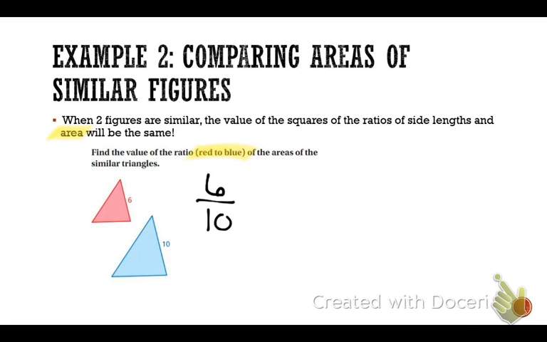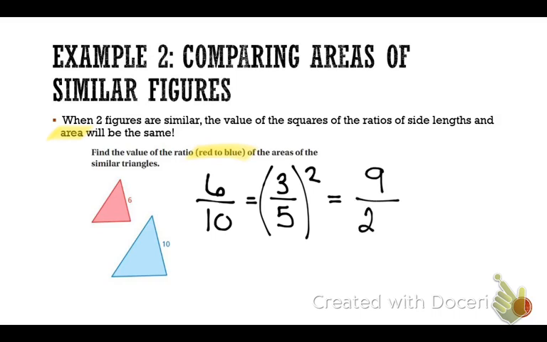6/10. Can that be reduced? Yes. I still reduce it. 3/5. That's the perimeter. That's what I just did. But now to make it the area, I must square the fraction. All right? And when I square a fraction, that means I have to square the numerator and denominator. What is 3 squared? 9. What is 5 squared? 25.